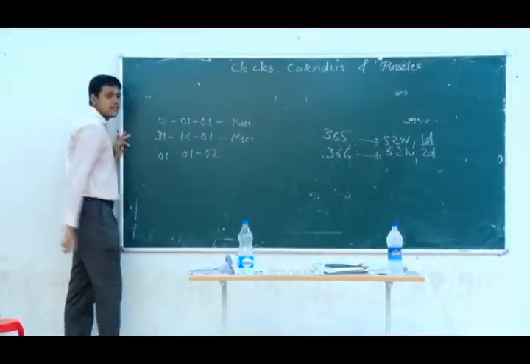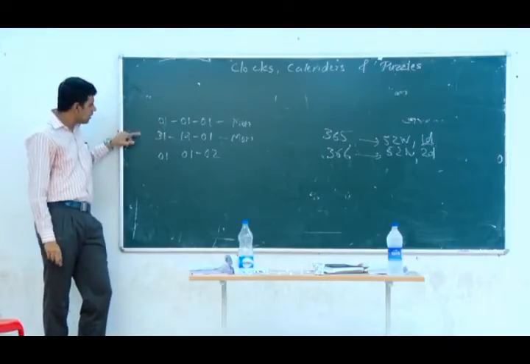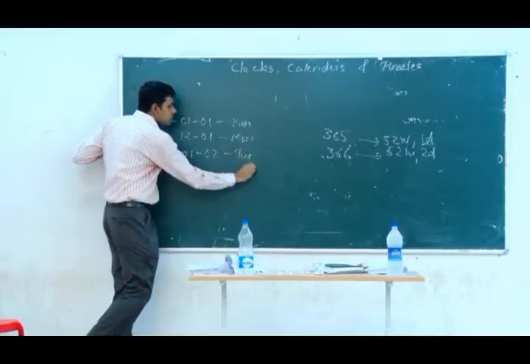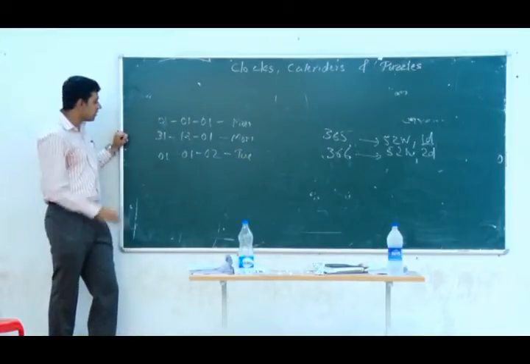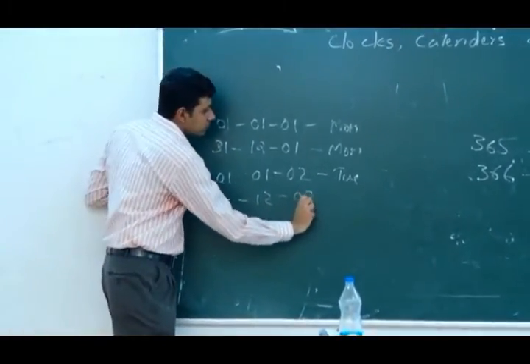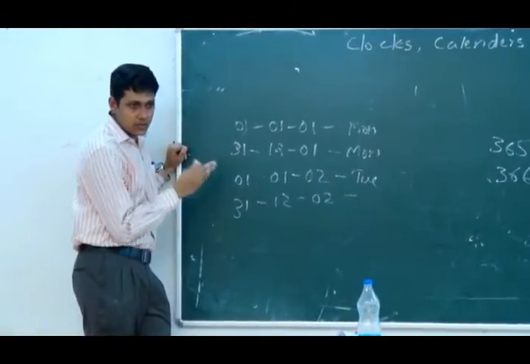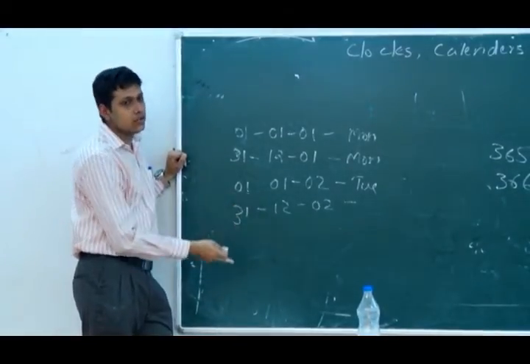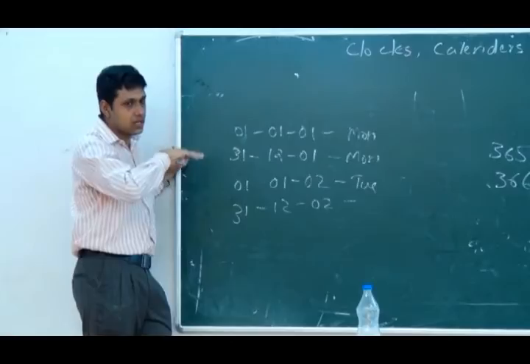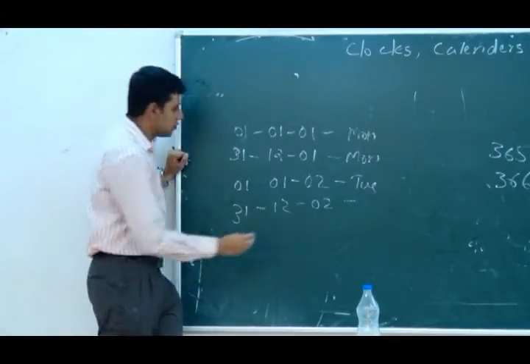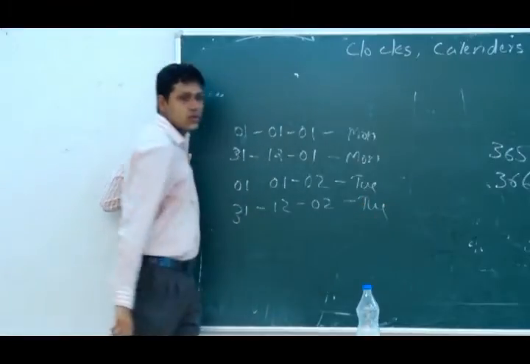Next we have the first day of the second year. Which day is it? Tuesday. This will be a Tuesday because it's the next day after the 31st of December. What about 31/12/02? 52 weeks are completed, starting from Tuesday up to Monday. Then the next day is Tuesday. So we again have Tuesday.